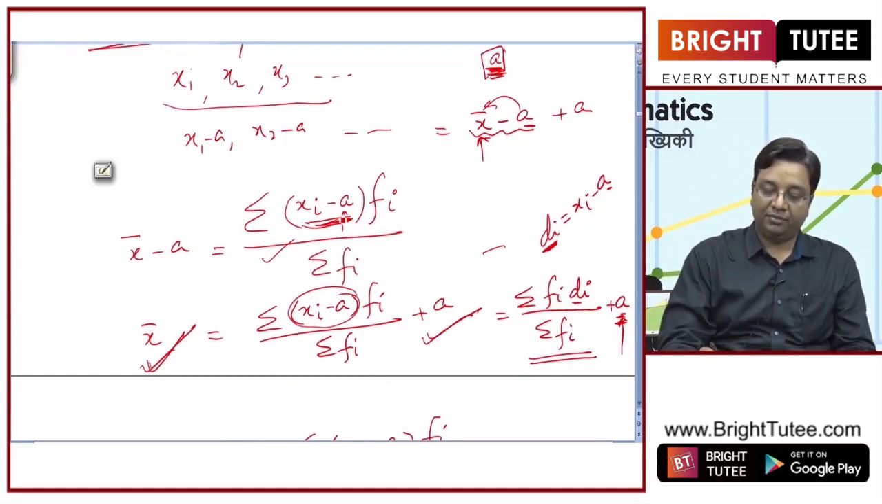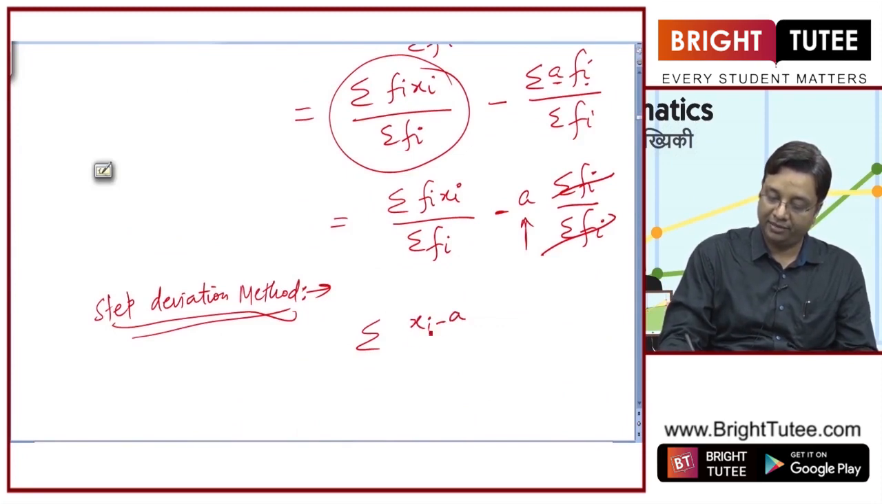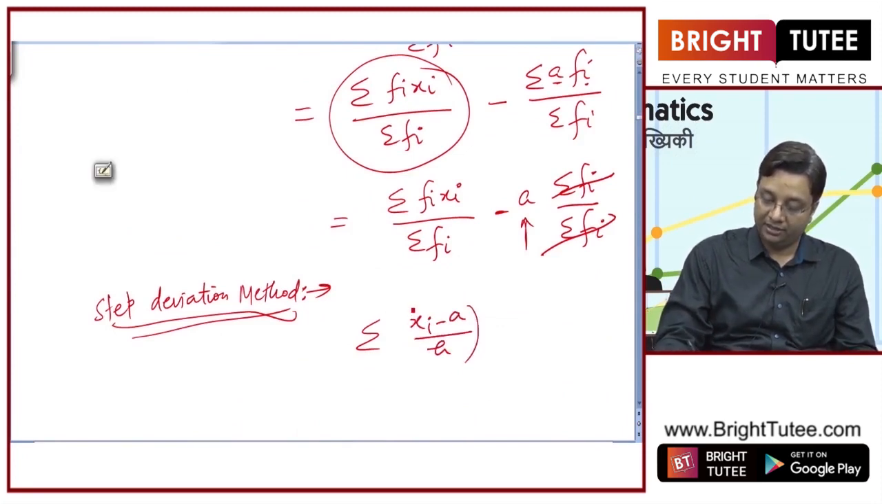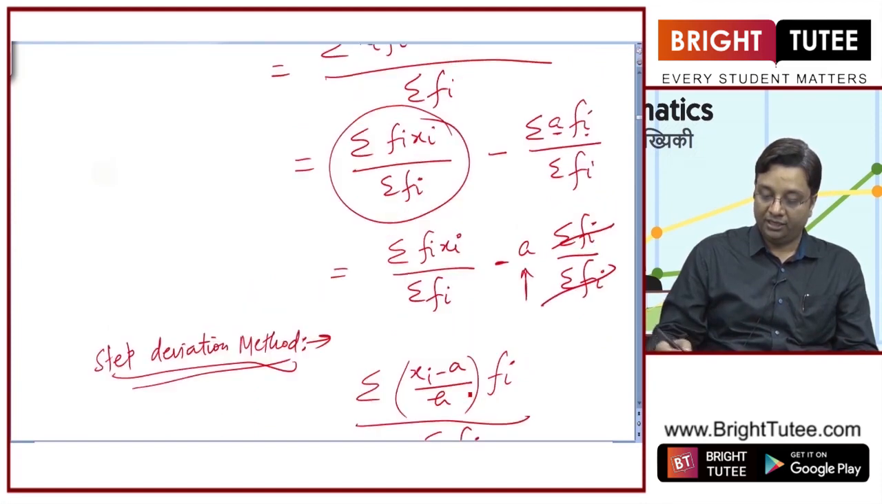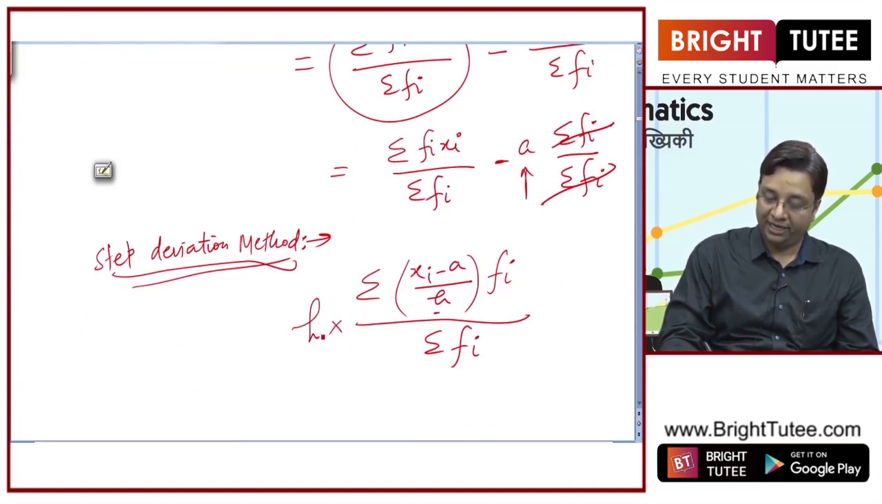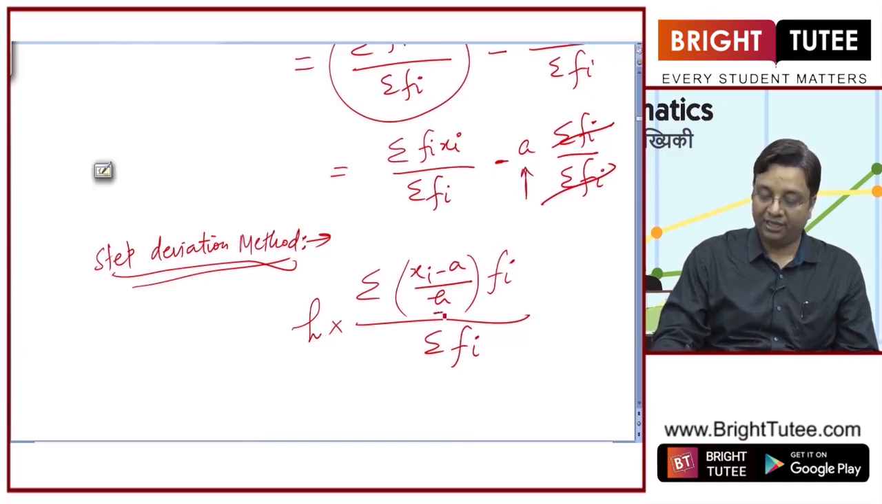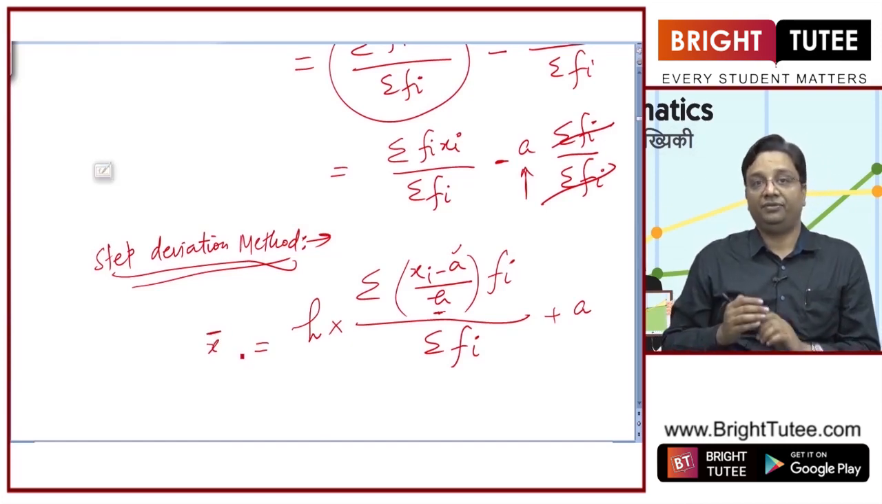Let us divide each number that we obtain after subtracting a by h. So if I divide, let us say, xi minus a by h, multiply it with fi and divide by sigma fi, what will be the effect? This 1 by h I can take common outside the sigma. If I multiply it by h, finally this h will get eliminated. Now, to take care of this a, I will finally add a here. So this is the mean obtained using the step deviation method.